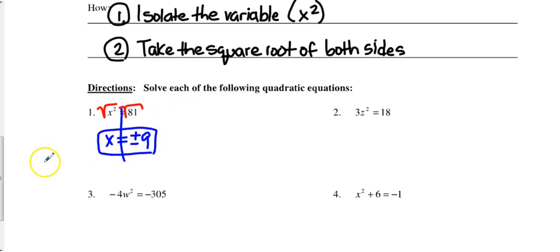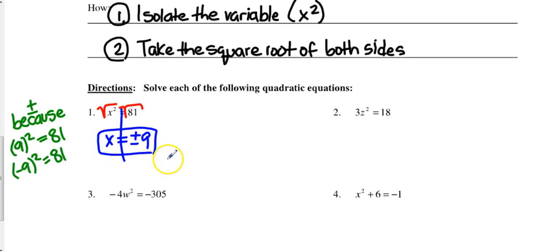And for why we have plus minus: because 9 squared, if I plug back into my original, 9 squared is 81, and negative 9 squared is also 81. So whenever we're solving and we take a square root, we will always get a plus minus result.